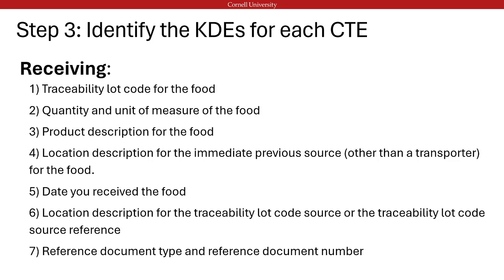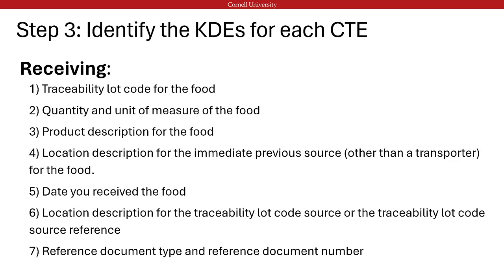And at this stage, we're assuming that the traceability lot code will actually be coming from the supplier or whoever was the first one to harvest and initially pack the food. If the raw materials coming in have already been packed, then there should be a traceability lot code coming in from the supplier. And a lot of these are things that should already be in your databases, and you won't probably have to make an effort to get this information because you'll already have it. Things like the quantity and unit measure of the food, a product description for the food, the date you received the food, stuff like that.